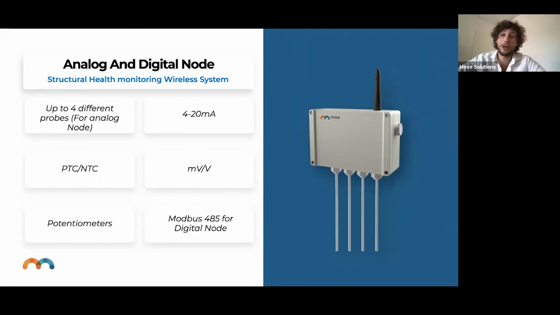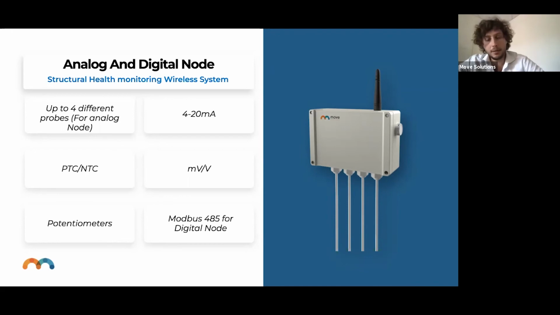Now, you could program the Move analog node to have different interfaces per channel. So let's say you want to plug in channel 1 the 4-20 milliampere crack meter, and then on the second and third, you want to have millivolt sensors. You could do that. They are completely independent, and that's a really good thing.